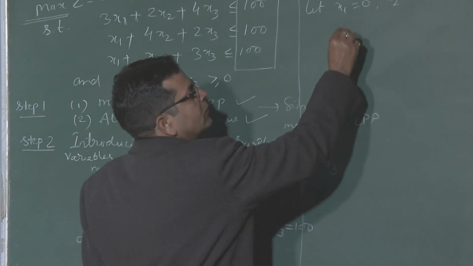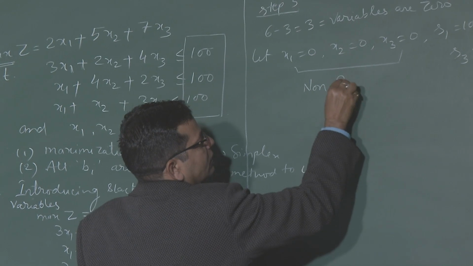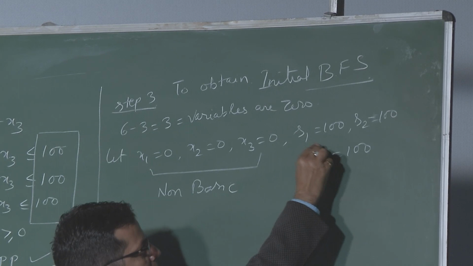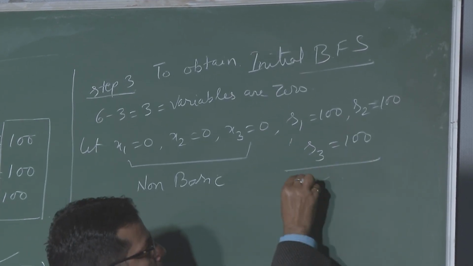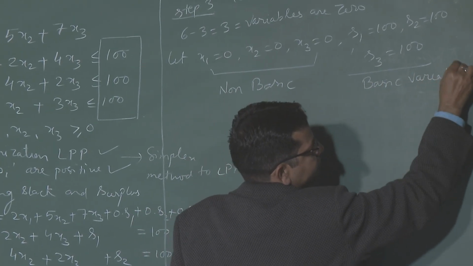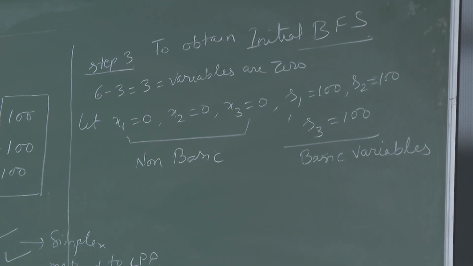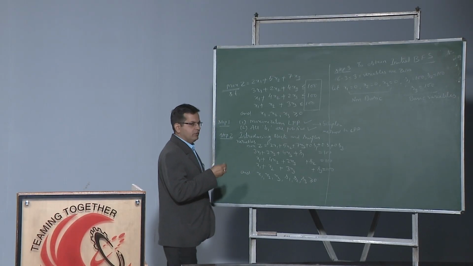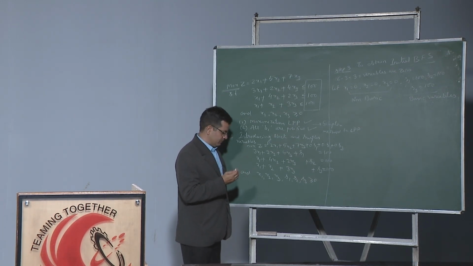The variables which we put equal to 0 are called non-basic variables, and the variables which have values, S1, S2, S3, are basic variables. In the next step we go to the simplex table, the first simplex table, and then we improve the solution step by step up to the optimal solution.